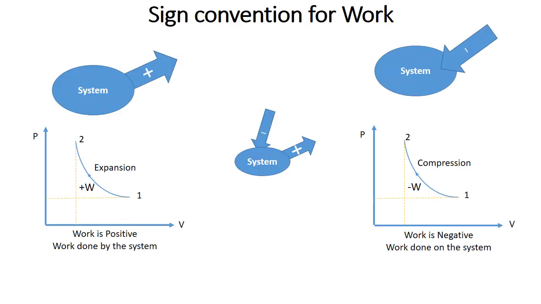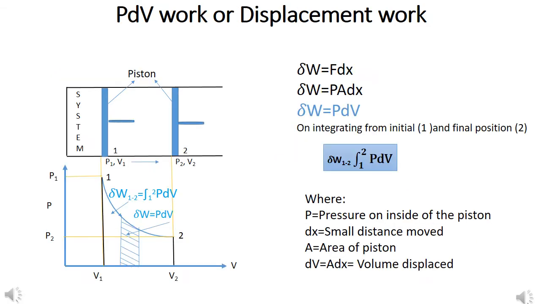Sign convention for the work. The figure shows the sign convention for the work. Work done by the system is taken as positive. Work done on the system is taken as negative. The figure is actually self-explanatory, and in the PV diagram, work is considered positive if we move clockwise around the closed area, and negative if we move in the anti-clockwise direction.